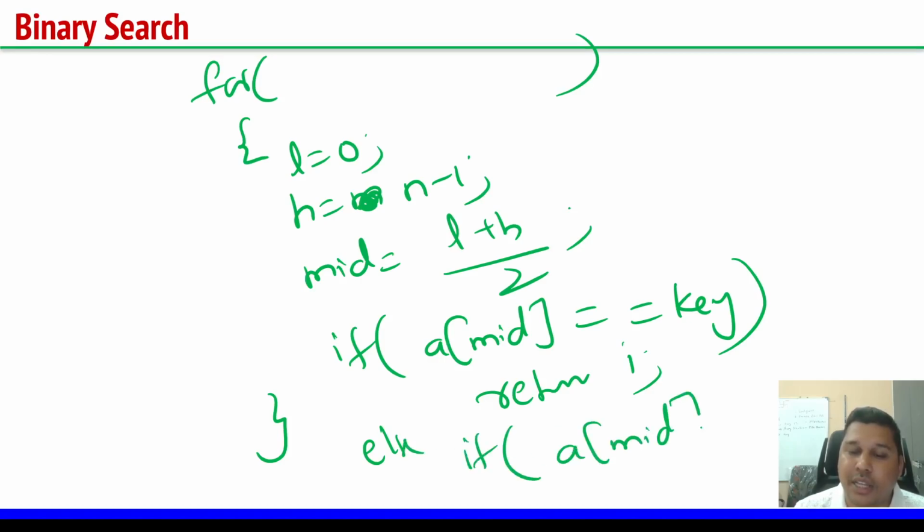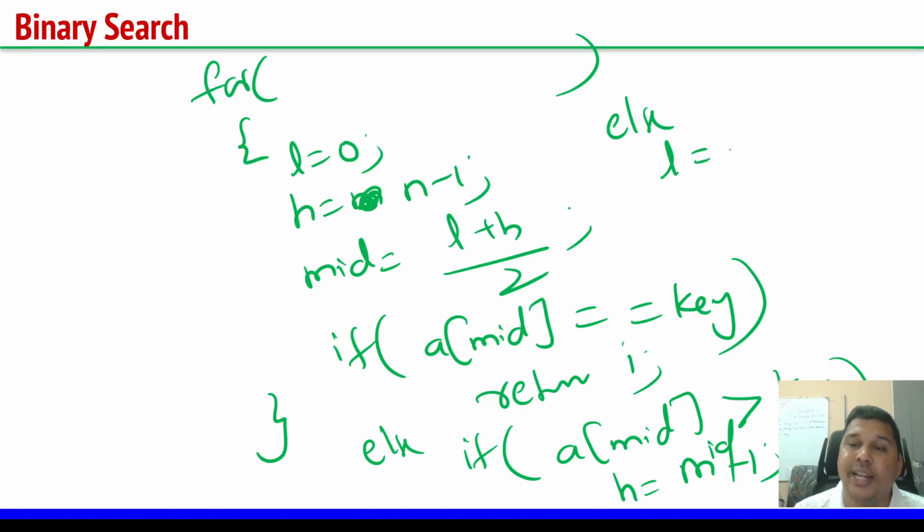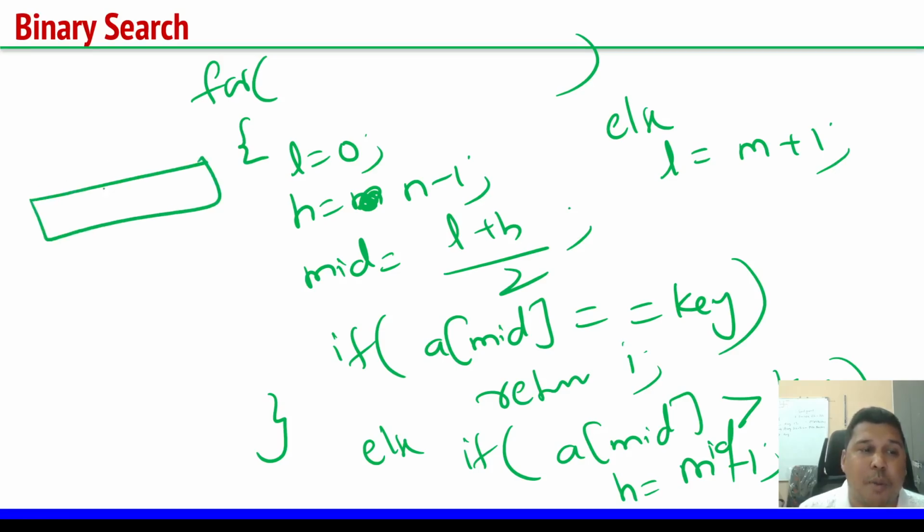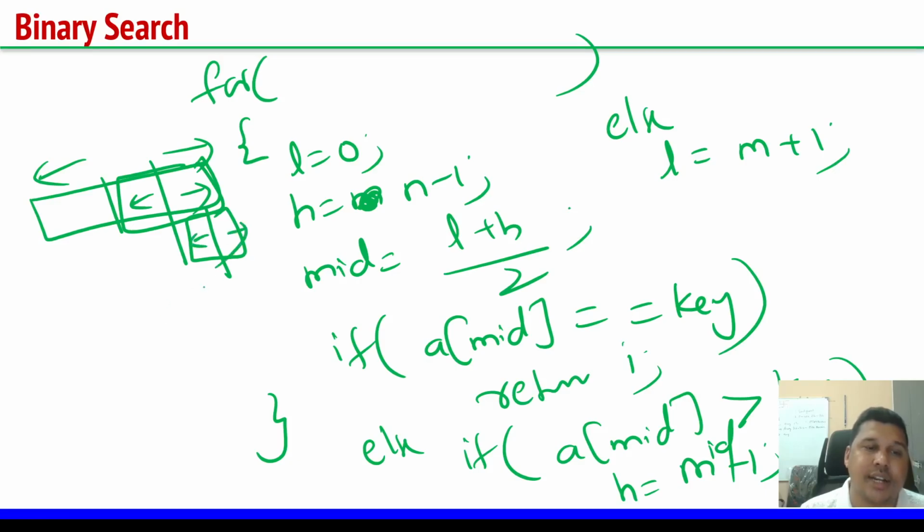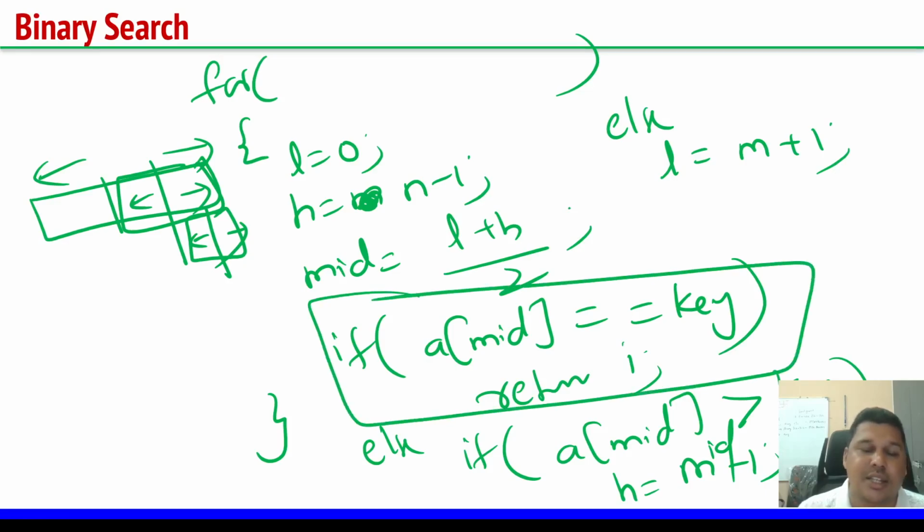Else, if a of mid is greater than key, means your high will be reduced to m minus 1, that is mid minus 1. Else your low will be increased to mid plus 1. That way you are trying to reduce the problem size to this side or this side. Again you are focusing, again partitioning this side or this side. Again in the small box, you are checking this side or this side. If you keep doing this, at some point this first condition itself will give the answer.